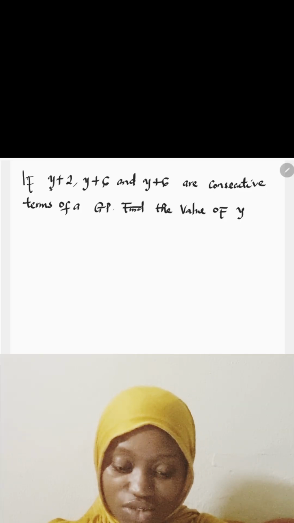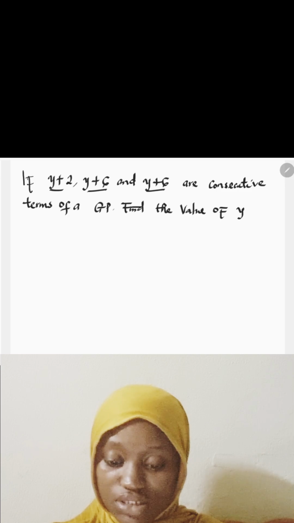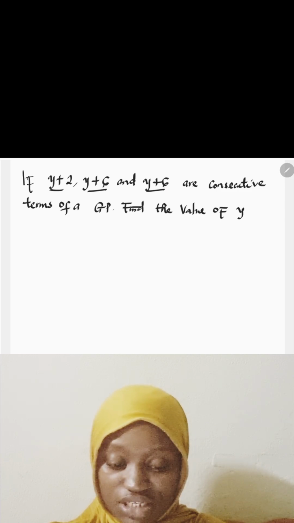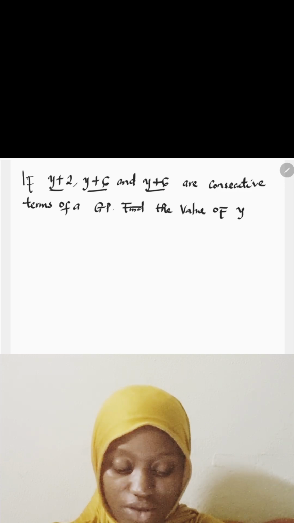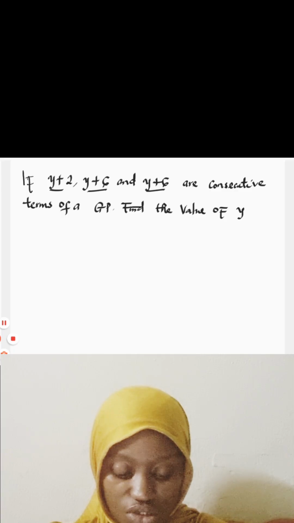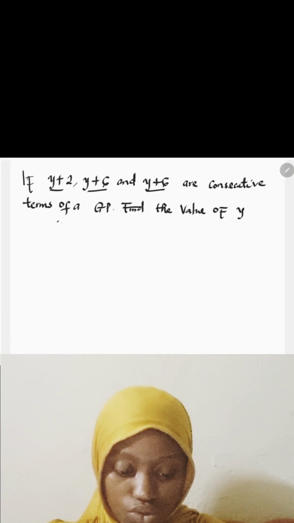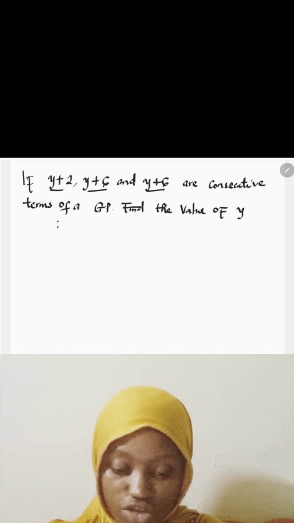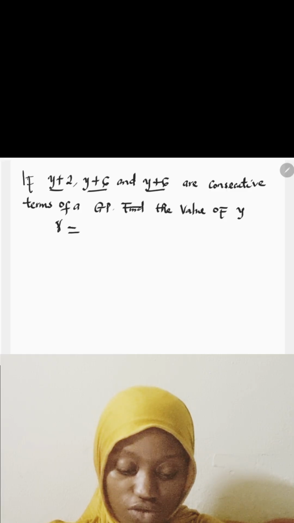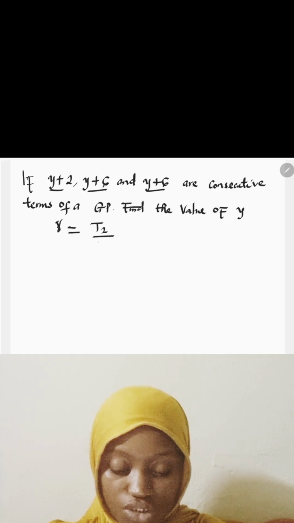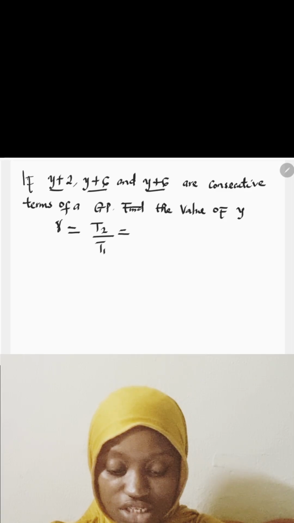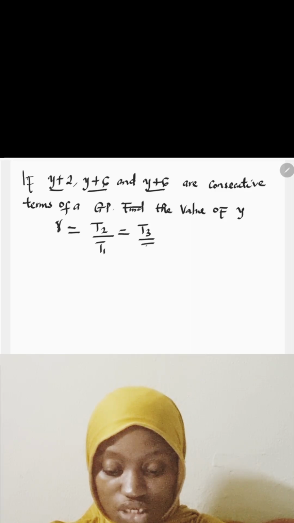Now, for this question, we have three terms, and we're required to find the missing value, which is the value of y. To solve this problem, since what we're looking for is the value of y, we can use the common ratio r, which is t2 divided by t1 equal to t3 divided by t2.